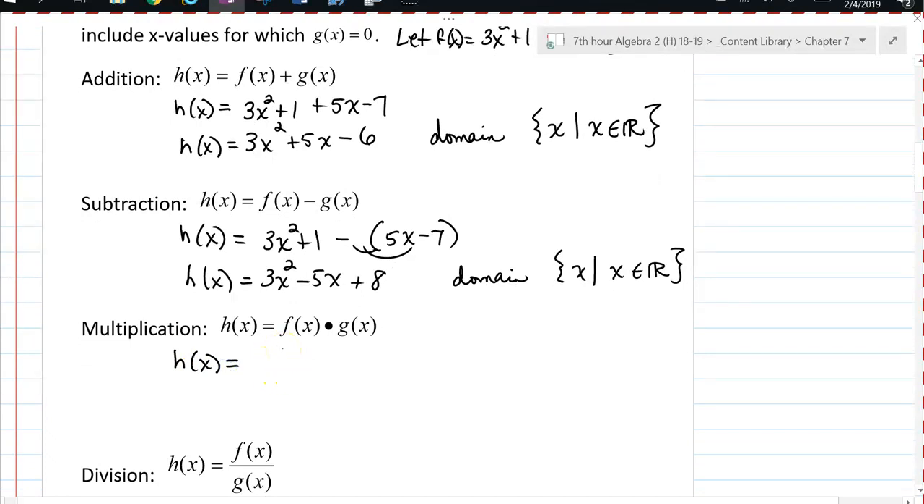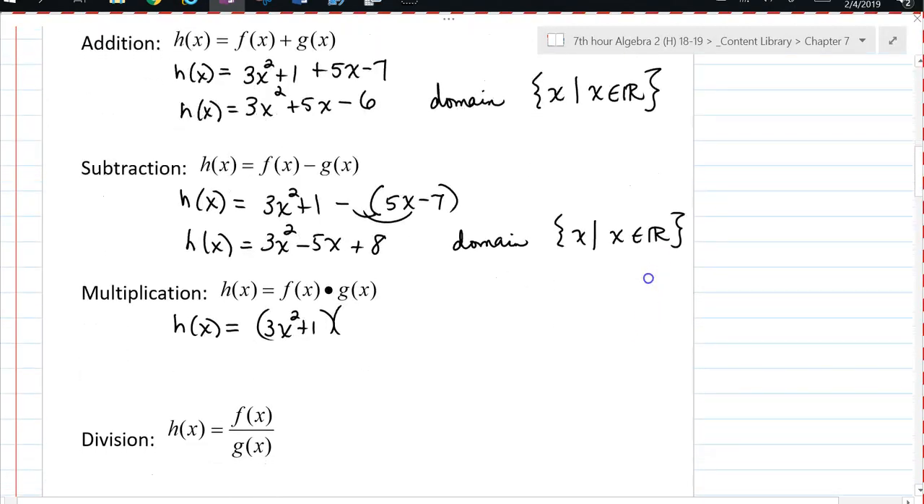Okay, so we're going to multiply the two functions together now. So I want f of x times g of x. So I want to multiply 3x squared plus 1 times 5x minus 7. I know I can multiply these together. I have to do a little FOIL here, a little distributive property. So I'm going to get 15x cubed minus 21x squared plus 5x minus 7.